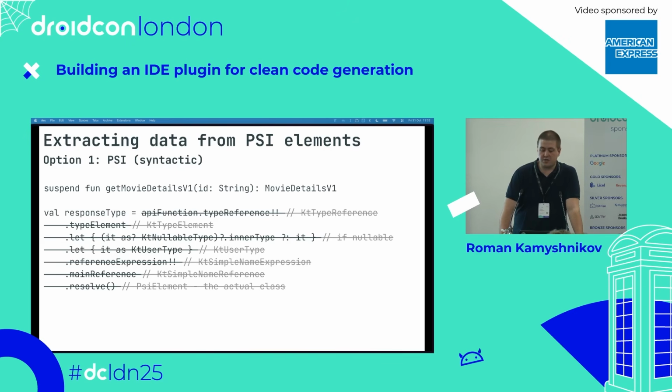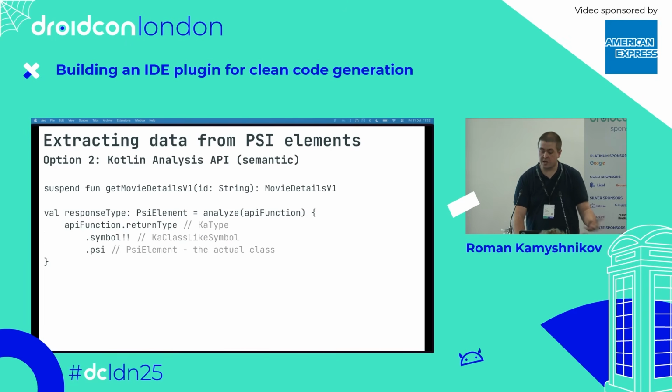You could extract information based on the PSI structure, but the PSI is a purely syntactic representation of your code. And even though you can still extract, infer, or understand the relationship about different elements, doing so is not always straightforward, and it can be quite tricky to understand what you have to do. Luckily for us, there is a second option, which is using the Kotlin analysis API, which basically allows us to do the same that we had in the previous slide, but instead of having 10 lines of code, we can do it in just a couple.